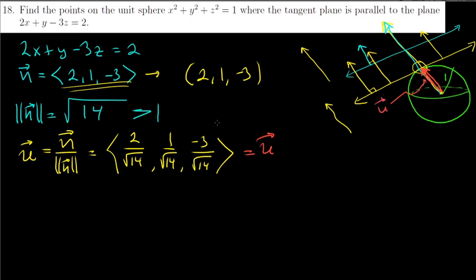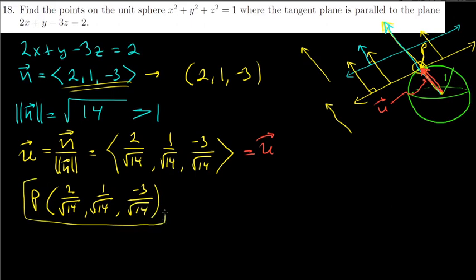Now the terminal point of u will be the coordinates of this point here. I'll call that point P. It's on the sphere as well as on the tangent plane. Again, don't bother rationalizing the denominator. You can if you want, but it's not necessary. So that's the answer, right?